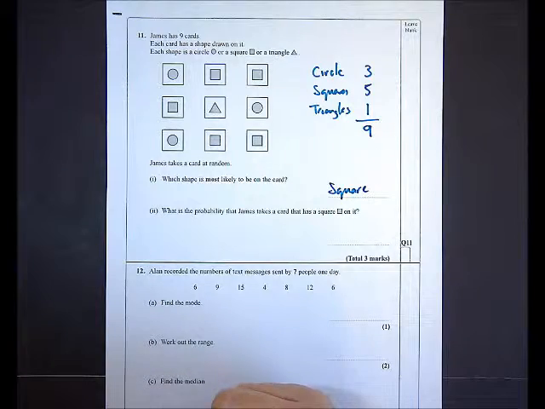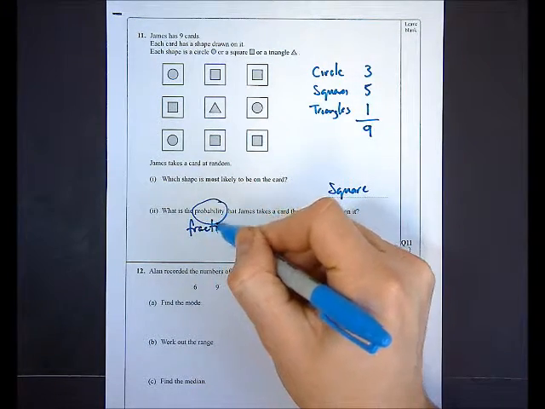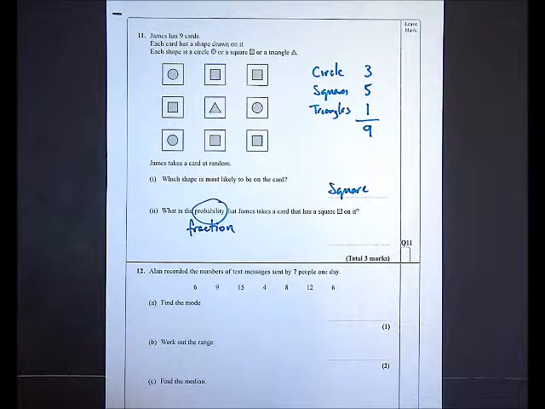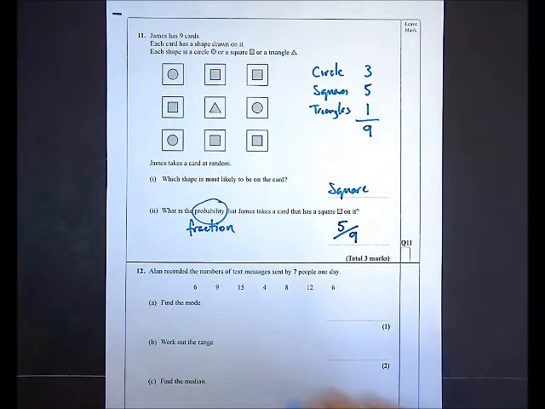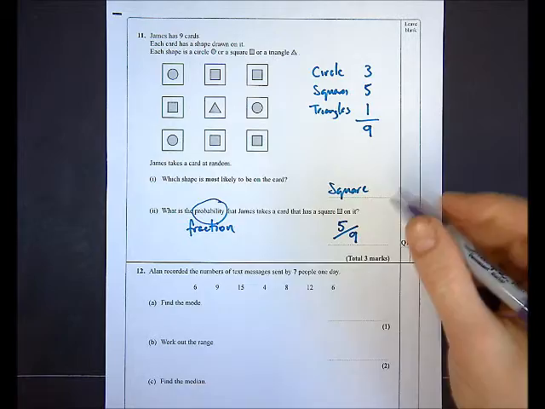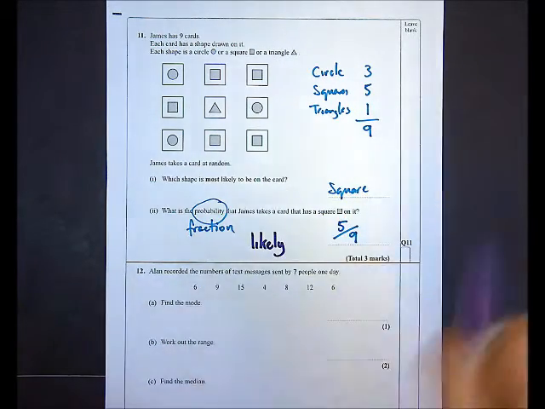And then I'm asked in part 2, what's the probability, which means a fraction, because it hasn't asked for it in words, that James takes a card with a square on it. Well, I can see that there are 5 squares, and that's out of 9 cards in total. What we don't want to see is any words here like likely, because it asks for a probability, not a word.